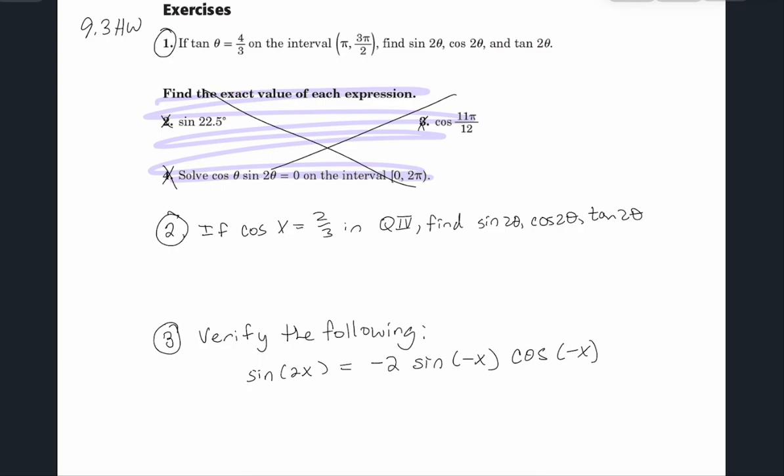So problem 1 and the new problem 2 are like the first example we did together. You're going to draw that triangle. Problem 3 is like the last example that we just did. It's a verification one. We have lots of different formulas that we can use, so feel free to use any of those formulas.